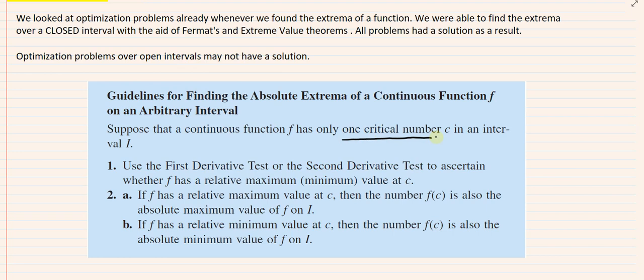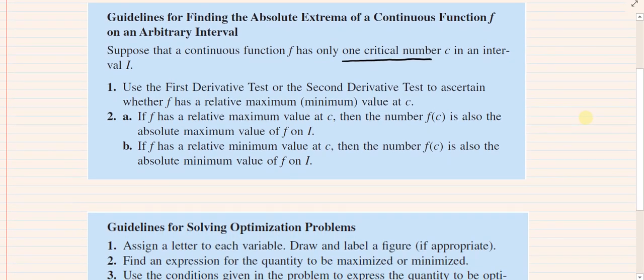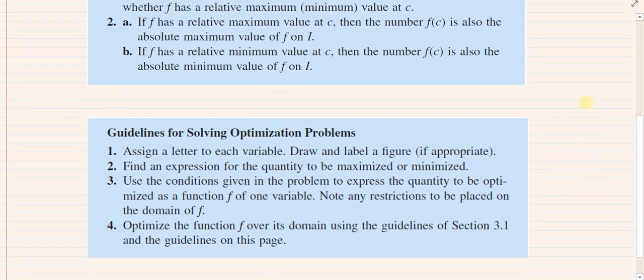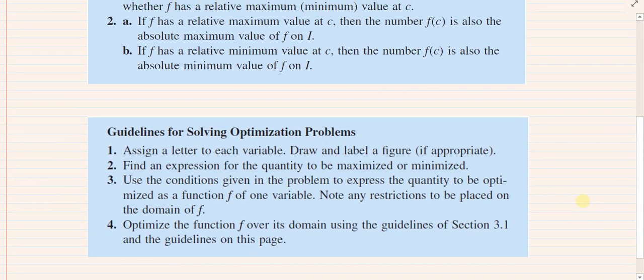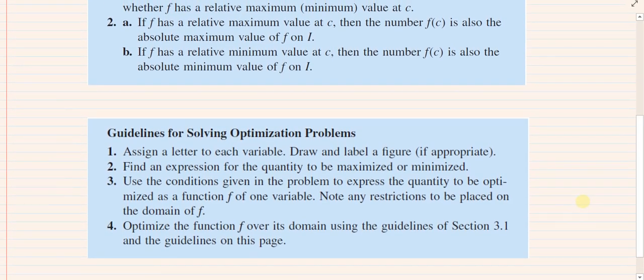And if indeed there is a relative extrema at c, then that turns out to be also the absolute or global extrema over the interval. And the reason is because there's only one critical number. That's why. So that's the guide. So we're going to end up doing first and second derivative tests in this section for most parts. Now, when it comes to solving these optimization problems, they're all going to be word problems.